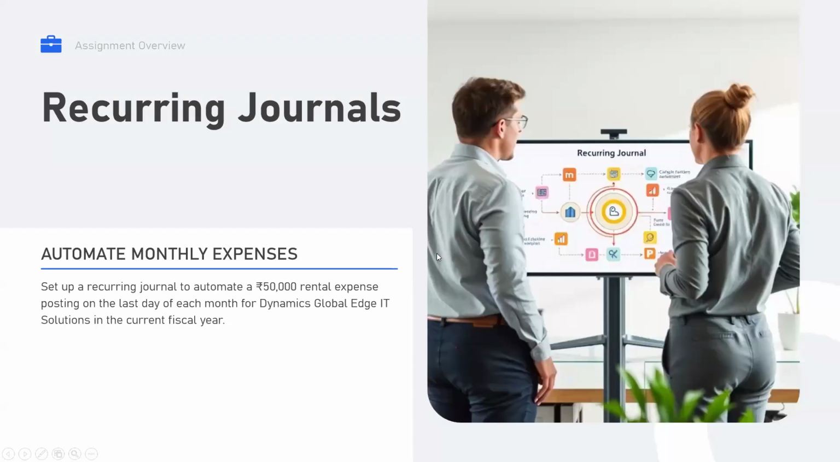And the 7th one, recurring journal. First of all, what is a recurring journal? Suppose you are going to pay 50,000 rupees rental expenses, how will that recurring journal help you? Now, Dynamics Global Edge IT Solutions wants to pay rent every month, 50,000, yearly 12 times, monthly once.